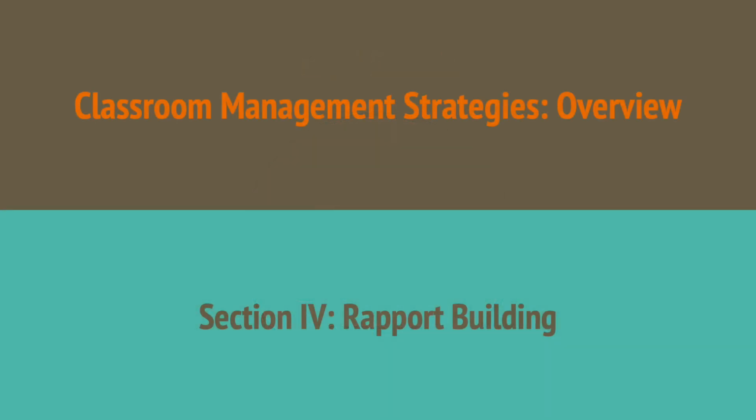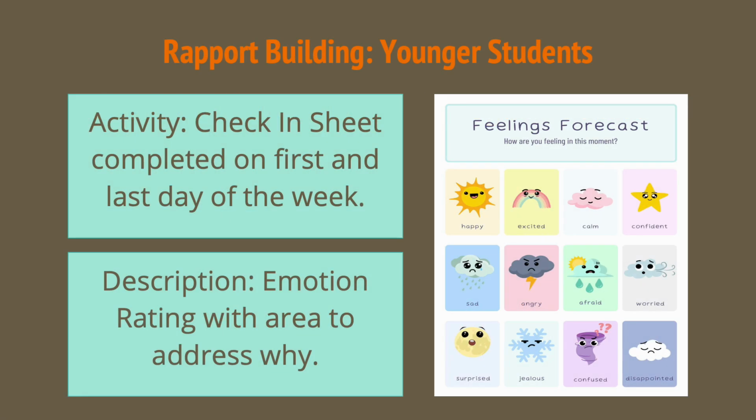Our fourth strategy in this unit is rapport building. For younger students, this rapport building activity can be completed twice a week, once at the beginning of the week and once at the end of the week. This activity can provide you as the educator insight into the student's life. This activity would be an emotional rating worksheet with comments to describe why the student is feeling this way.